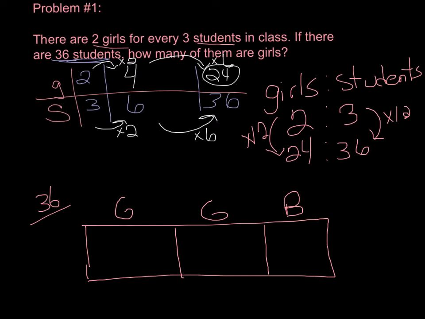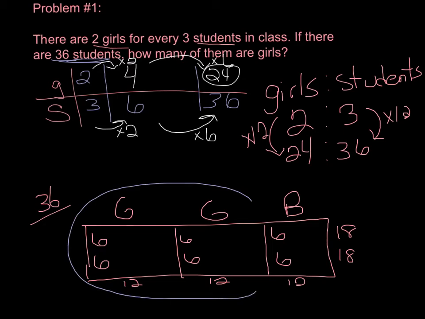If I'm not as comfortable with knowing that 3 times 12 is 36, then I could just simply start with 6. So I could put 6 girls, 6 boys for 18 students, and another round of 6, 6, and 6 for a total of 36. Which means in each section I have 12 girls and I also have 12 boys. But I'm only interested in looking at the 2 sections with the girls. So I have a total of 24 students because 12 plus 12 is 24.